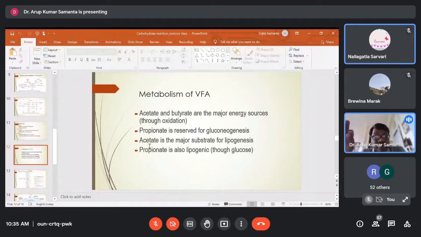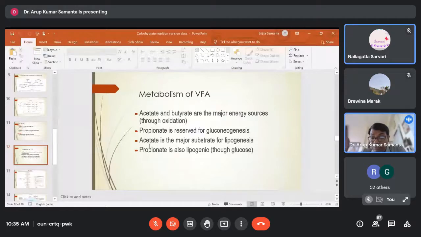50% of the propionic acid is going to be converted to pyruvic acid and lactic acid. 80% of the butyric acid is going to be converted to ketone bodies. You may be asked, what are the different ketone bodies? Acetoacetic acid, beta hydroxybutyric acid, and acetone.